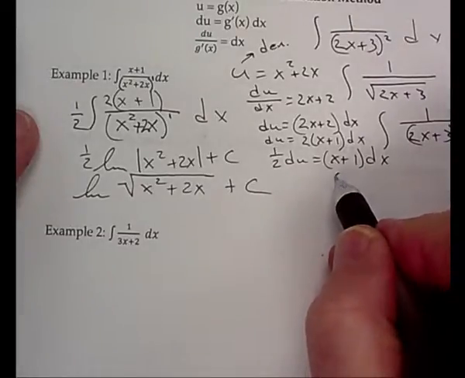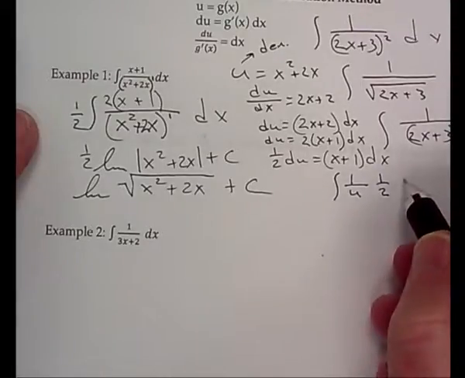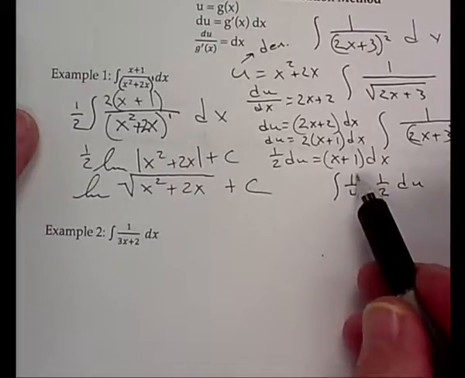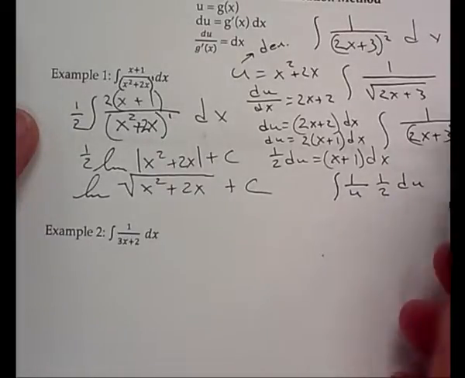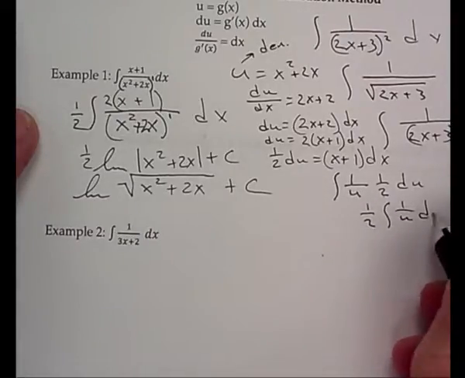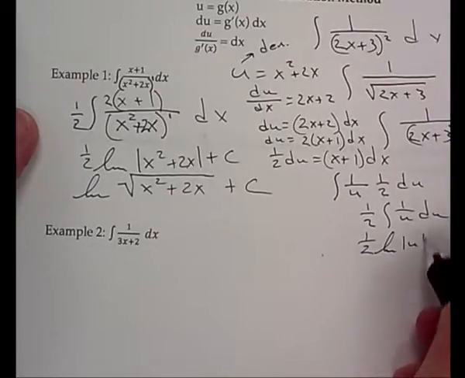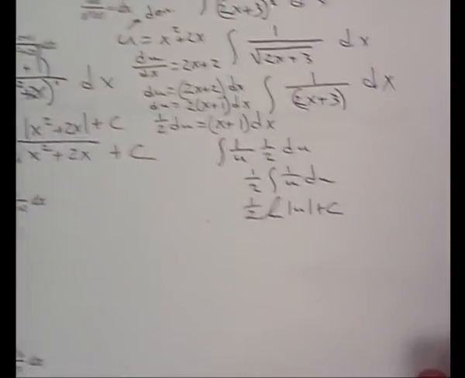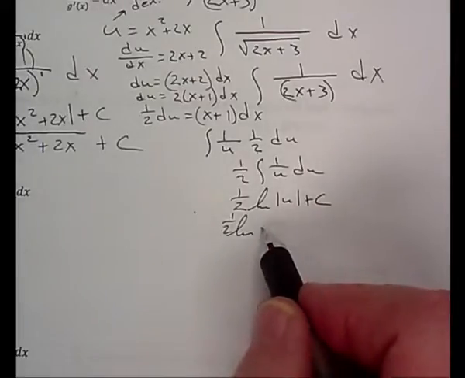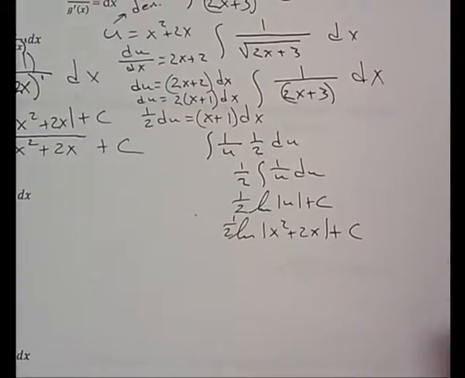So what my integral becomes is 1 over u, 1/2 du. So there's the x plus 1 dx. There's 1 over x squared plus 2x. So this is the same as 1/2 times the integral of 1 over u du. That's natural log, so I have 1/2 natural log of u plus c. I write that down because I don't want to forget about it. So then I have 1/2 natural log of x squared plus 2x plus c. So that's how you can do it using u substitution.